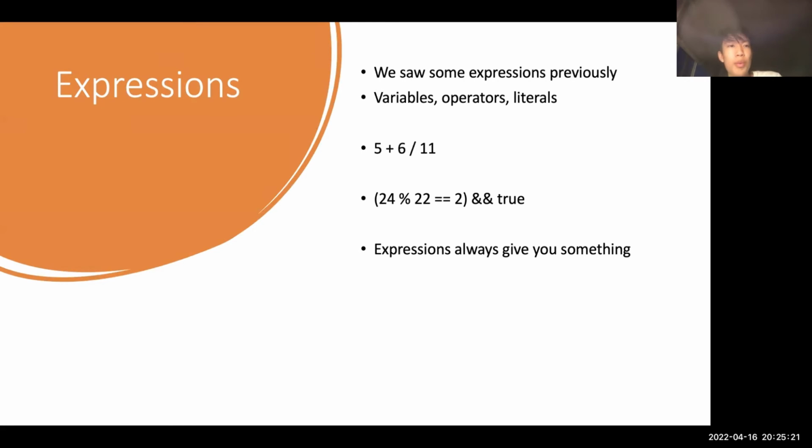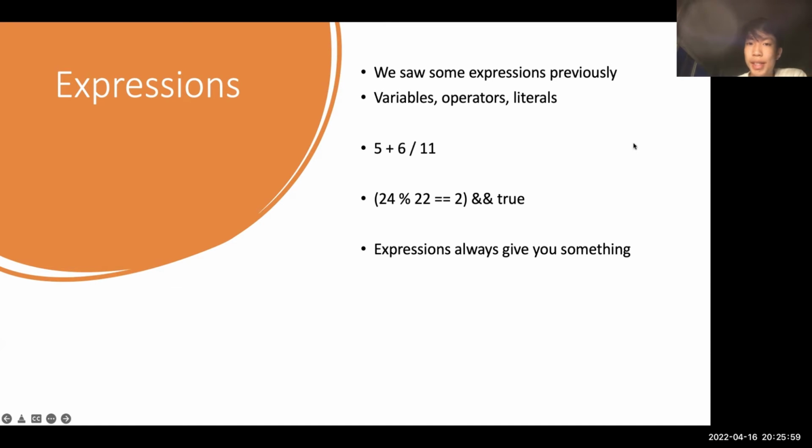Okay, so we'll be moving on to expressions now. And we've seen some expressions previously with, say, 5 plus 6 divided by 11, 24. This is a modulus, and I'll talk about that in a second. And expressions involve variables, operators, and literals. What does this mean? It means that you have variables inside of your expressions, say age plus 1 or age plus 2, if you aged 2 years. And then you have your operator, which in the case of age plus 2 would be the addition sign. And you also have your literals.